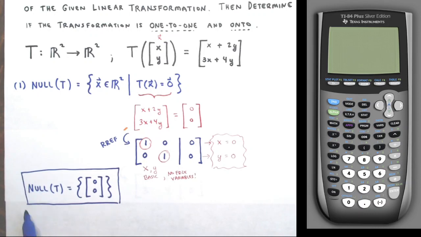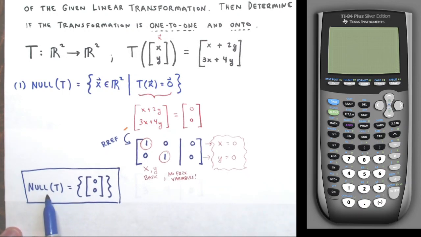And from my statement on the first page, if the null space of a linear transformation is the set with only the 0 vector in it, that tells me that this linear transformation is 1-to-1.